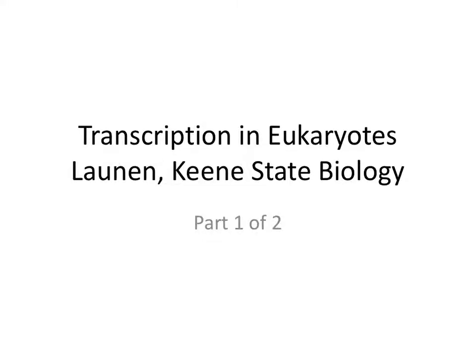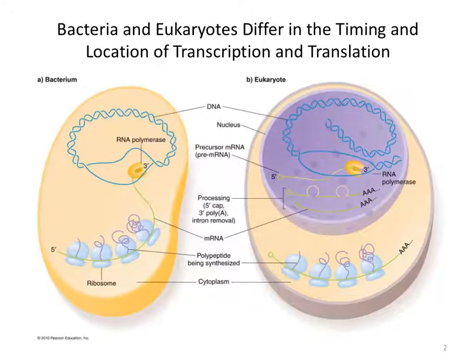This is the second of a two-part lecture addressing transcription in eukaryotes. In this portion of the lecture, we're going to talk about the processing of messenger RNA which occurs in eukaryotes. Before we do that, let's consider the differences between bacteria and archaea, that should really say prokaryotes, and eukaryotes with regards to the timing and the location of transcription and translation.